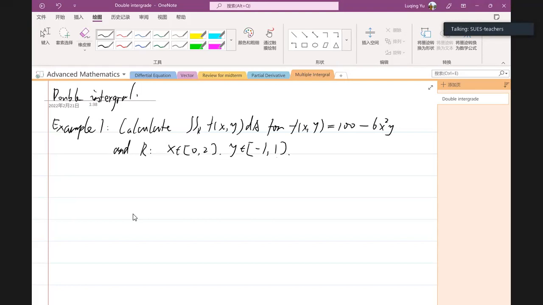So if your geometry is not good enough, what we do is just algebraic, okay? So we have the region R and we have f(x,y). We know that this is a rectangular area, so what you do is -1 to 1 here, and here is 0 to 2, and then you put f(x,y) here.